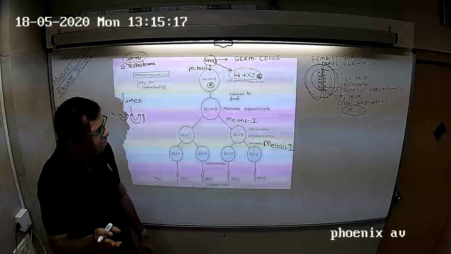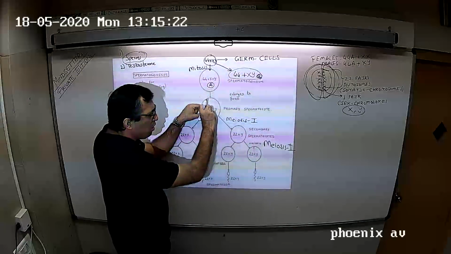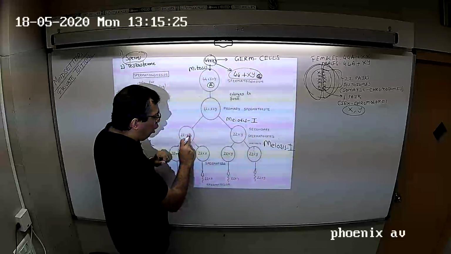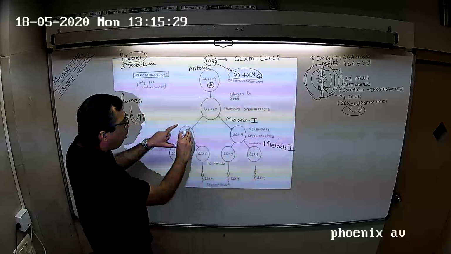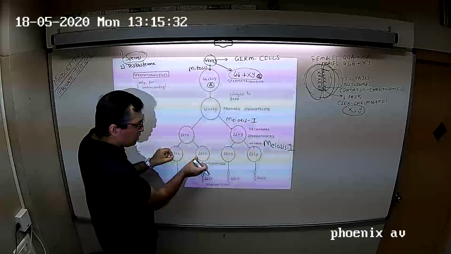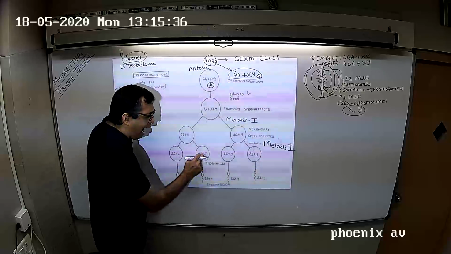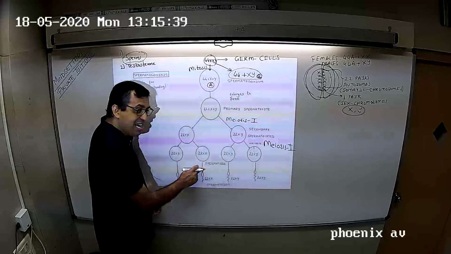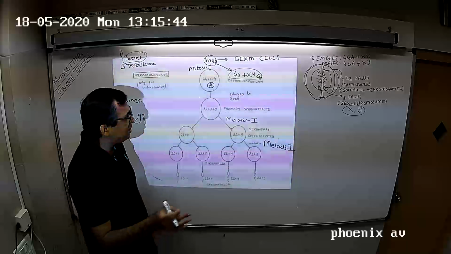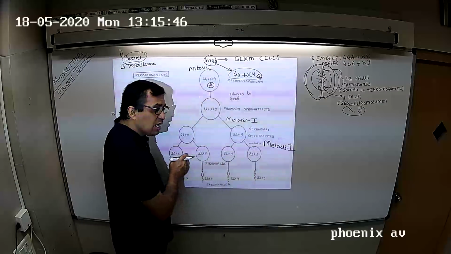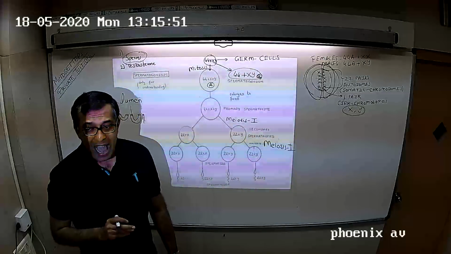Spermatids. Golden word. One primary spermatocyte has undergone meiosis 1 to form 2 haploid secondary spermatocytes. Both haploid secondary spermatocytes undergo meiosis 2 to form 4 haploid cells which are called spermatids. This process of cell division is called spermatogenesis.